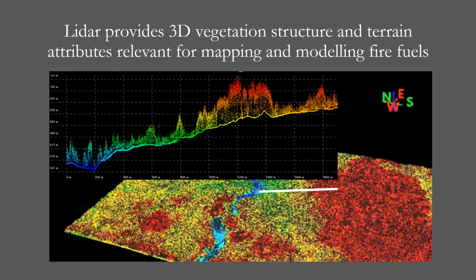The density of laser returns at this site we surveyed south of Fort McMurray last summer provides very high spatial resolution 3D measurements throughout the canopy, including shrubs, black spruce trees, and variations in ground surface terrain.